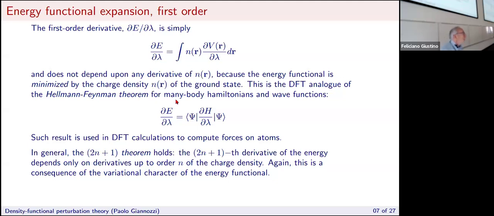Okay, so that's simple. And also one can show quite simply that in general, the 2n+1 order derivatives of the DFT energy depend only upon the order n in the derivative of the charge density or of the Kohn-Sham orbitals, the so-called 2n+1 theorem, which means that with a linear response of the charge density, you can compute the energy derivative up to third order.